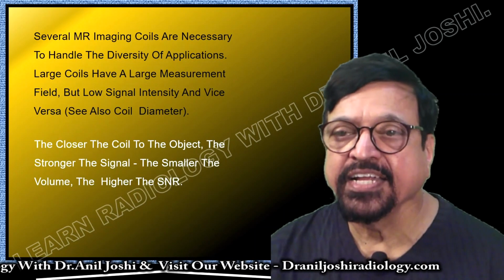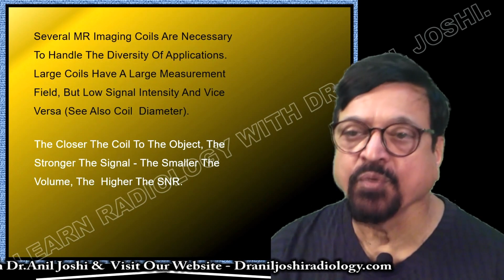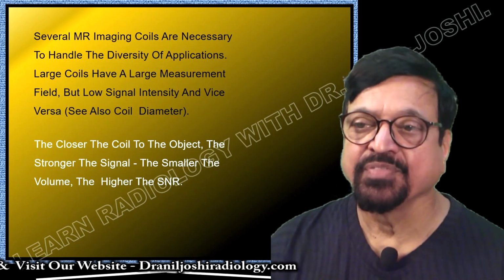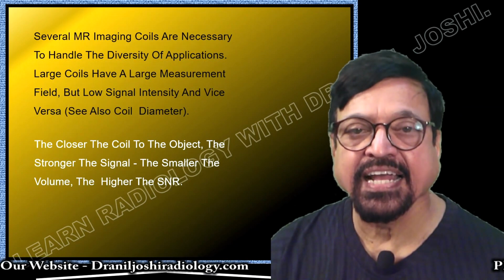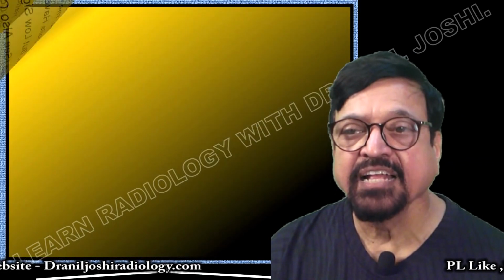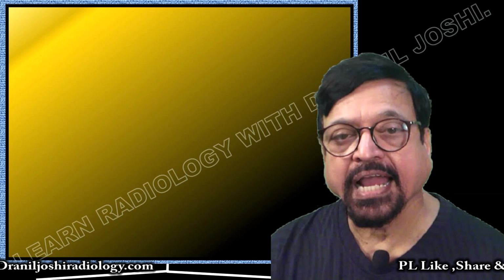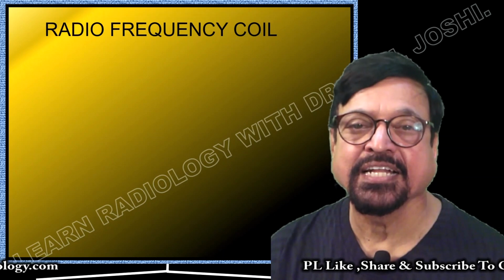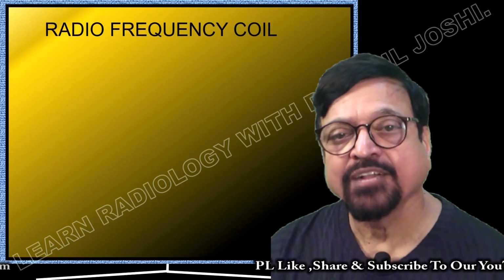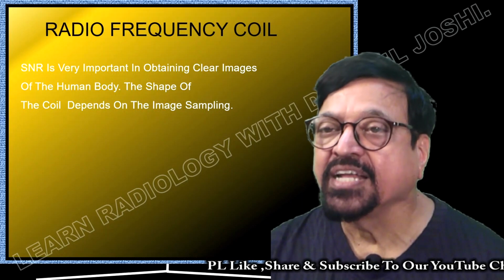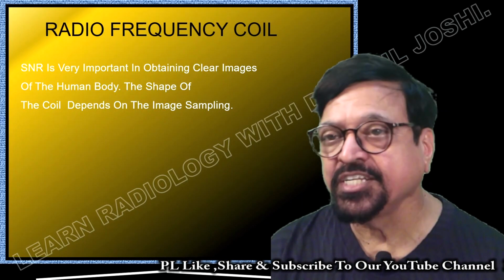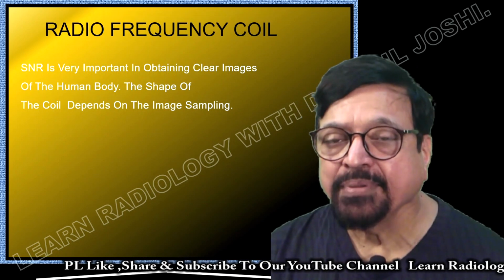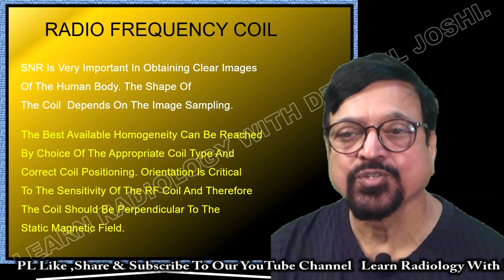If the coil is too far, it will not have good signal at the target we want. And the closer the coil to the object, the stronger the signal. The smaller the volume, the higher the SNR. So what we are achieving here is to reduce the distance and to capture the signals closer to the object, so that we'll get better SNR. The signal will be better and the noise will be less. Now SNR is very important in obtaining clear images of the human body. The shape of the coil depends on the image sampling. You are going close to the object. So how should it be designed?